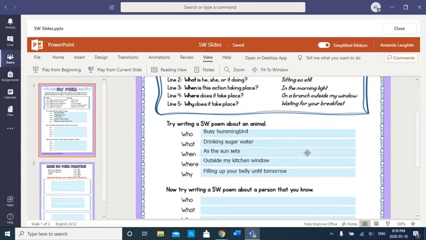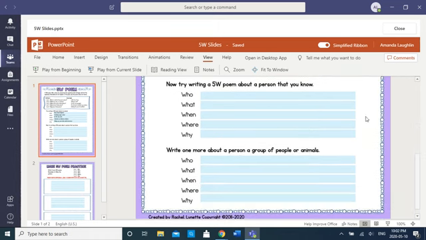Once you've done your animal poem, you have 2 other ones to write, one about a person that you know, and then the instructions on this one aren't worded quite correctly, so you can just write about another person or another animal, because what it says here is write one more about a person, a group of people, or animals. So that sounds a little bit confusing, so just choose, like I said, a person or an animal to write about.